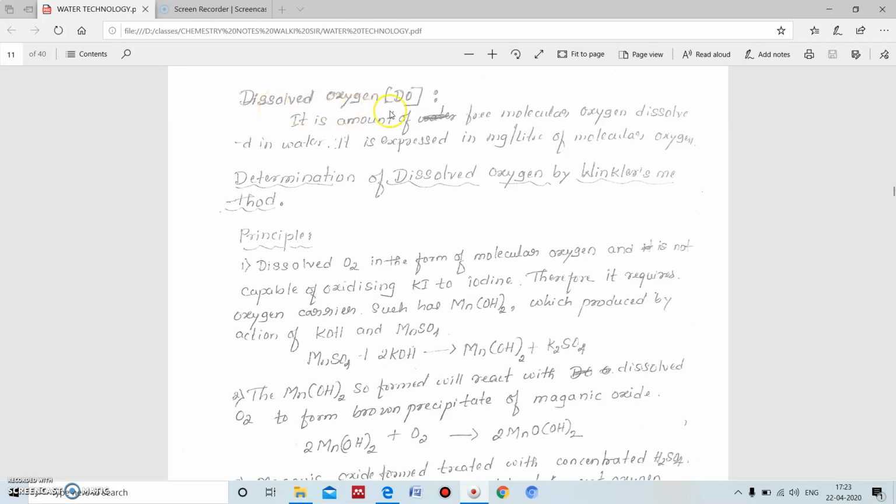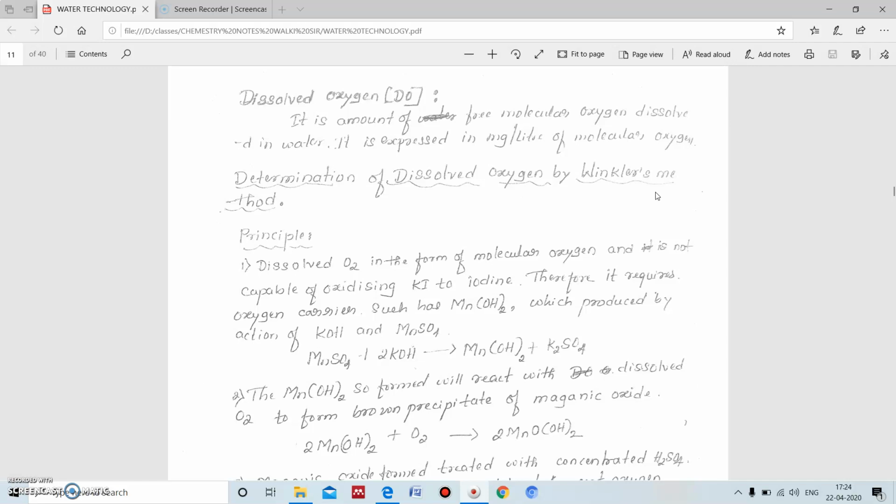Hello friends, now we are going to discuss dissolved oxygen. Dissolved oxygen is the amount of molecular oxygen dissolved in the water. When water is exposed to the atmosphere, many gases present in the atmosphere dissolve in water. In that, oxygen also dissolves in water, and because of this dissolved oxygen only, aquatic life exists. And this dissolved oxygen can be determined by Winkler's method.